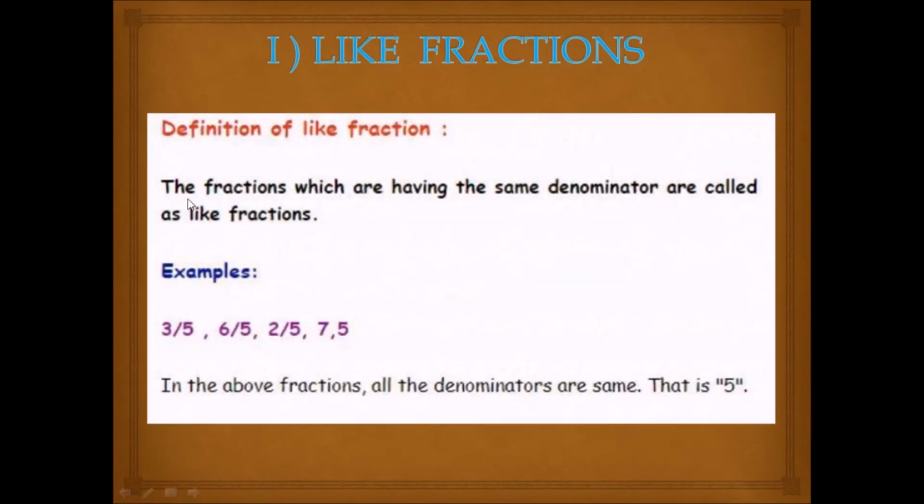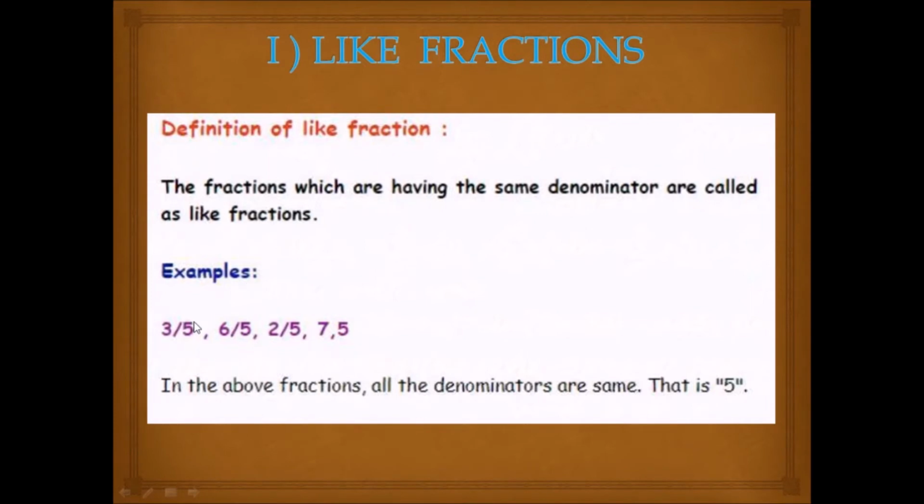First, like fractions. Let's see the definition of like fractions. The fractions which have the same denominator are called like fractions. Examples are 3 by 5, 6 by 5, 2 by 5, and 7 by 5. Actually, it has to be like this. It is a typing mistake, please forgive me.